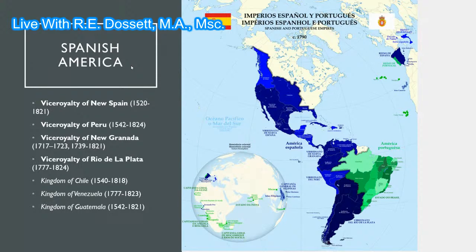But even though you had all these viceroyalties, there were three kingdoms that remained practically independent. The Kingdom of Chile. Chile was a kingdom that was independent from the start. The viceroy in Peru only had a symbolic authority over there. The Kingdom of Venezuela, which was created in 1777, was as good as independent with only direct contact with Spain.